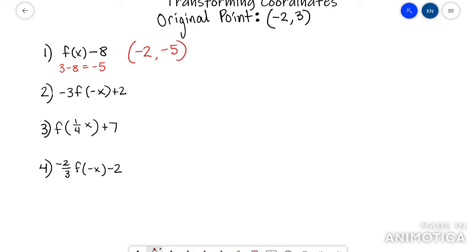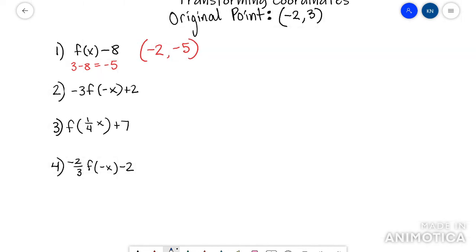Okay, the next one has a little bit more to it. So I'm going to focus on the outside first. The -3 and the 2 are going to be affecting my y. So I'm going to take my original y, which is 3, and times it by the first thing here. This is -3. That gives me -9. Then I'm going to add 2 to it. So now I got -7. That's going to be my new y for my coordinate.